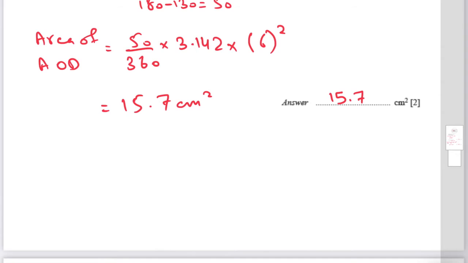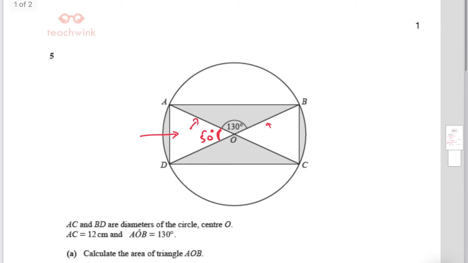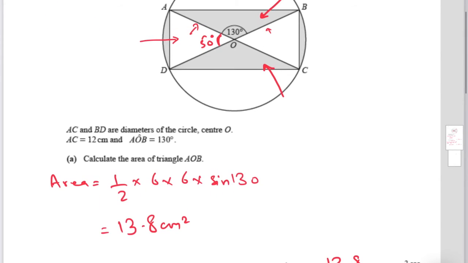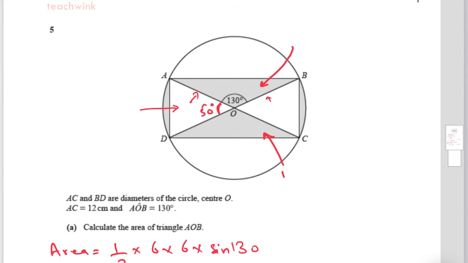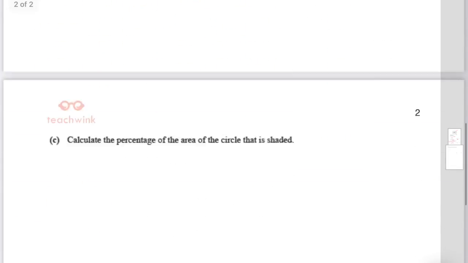Okay, let's talk about the last part of the question. It says calculate the percentage of the area of the circle that is shaded. For that, we need to find different areas and add them together. So first of all, we need to find the area of AOB and DOC. Fortunately, we do have the area of triangle AOB, which is 13.8 centimeters squared. The area of DOC would also be 13.8 centimeters squared. So let's add the two first.